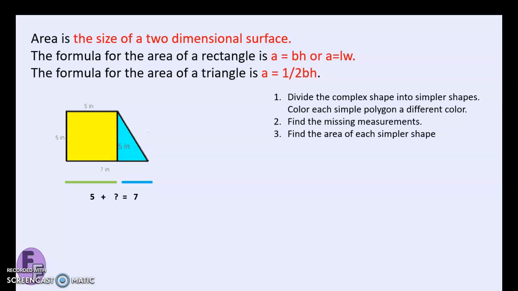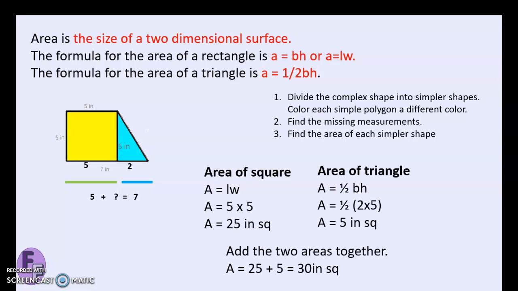5 plus something is 7. That missing number is the base of the triangle. 5 plus 2, so now we have our dimensions for both shapes. The area of the square, write down the formula, multiply 5 times 5. The area is 25 inches squared.